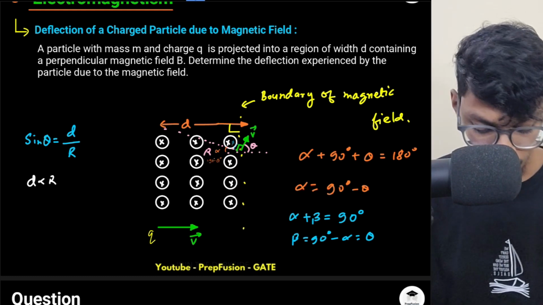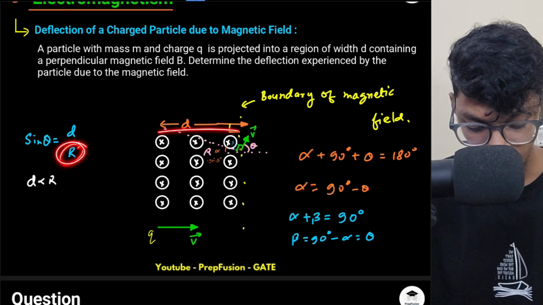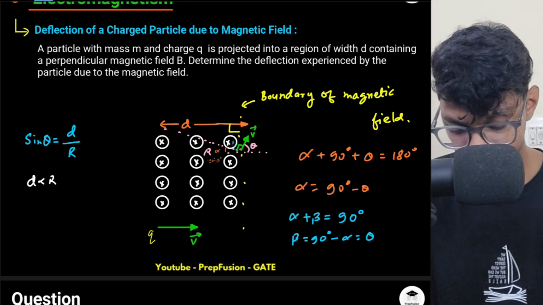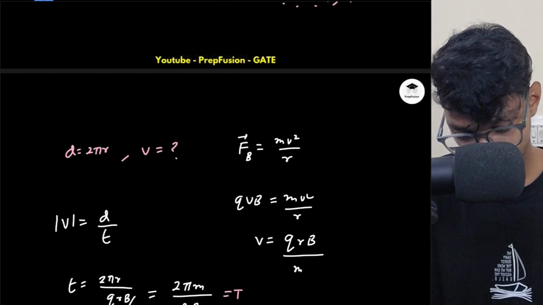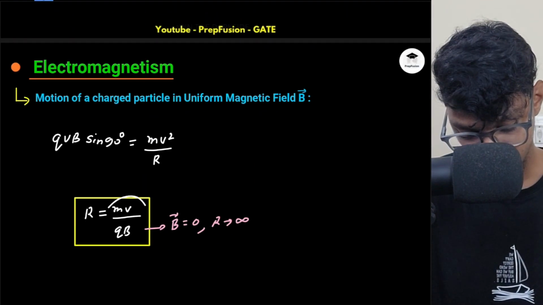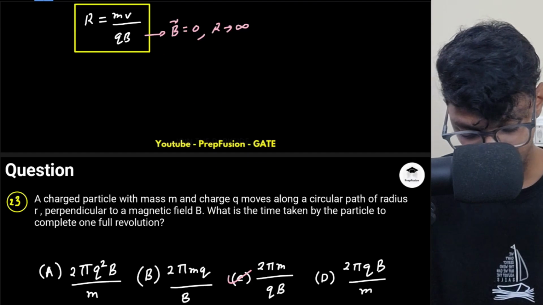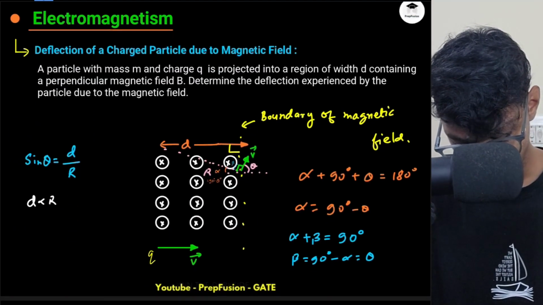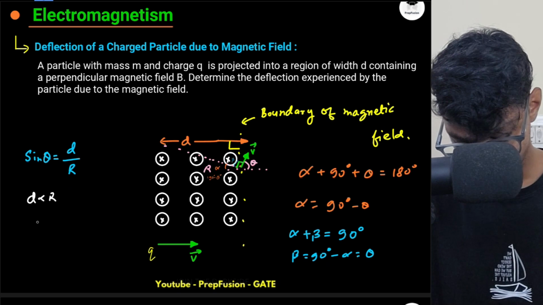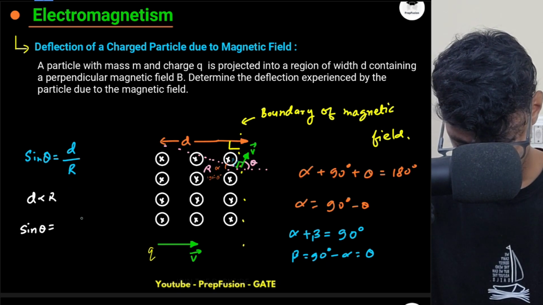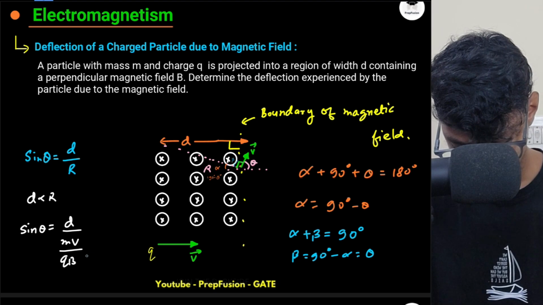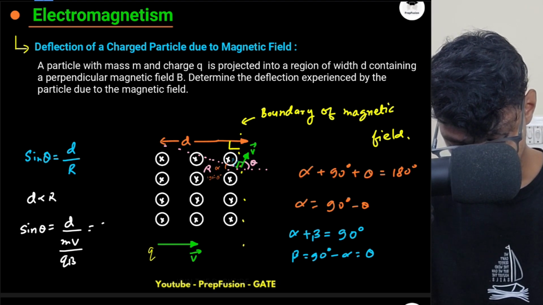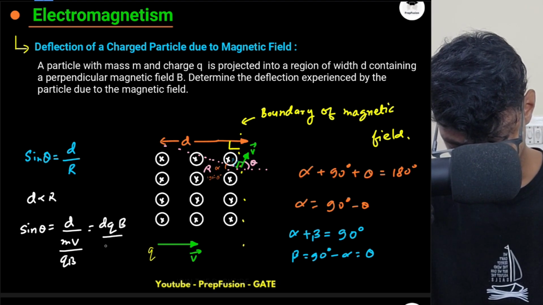And I know the r. They will give you this d. I know the r. What is the r? R is simply this value, right? Just what you derived here, this value. So I will replace this r here by mv by qB. So my sine theta equals d by mv by qB. So it becomes some formula, dqB by mv.